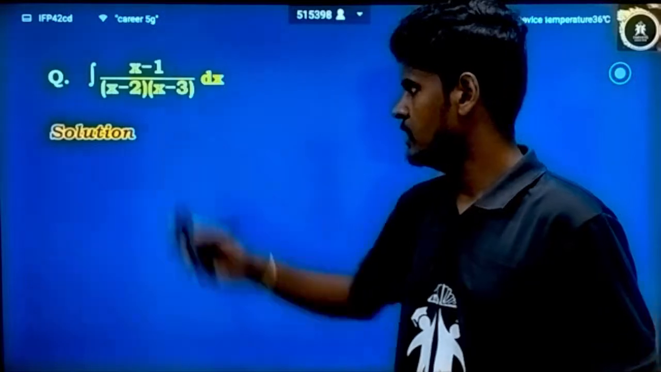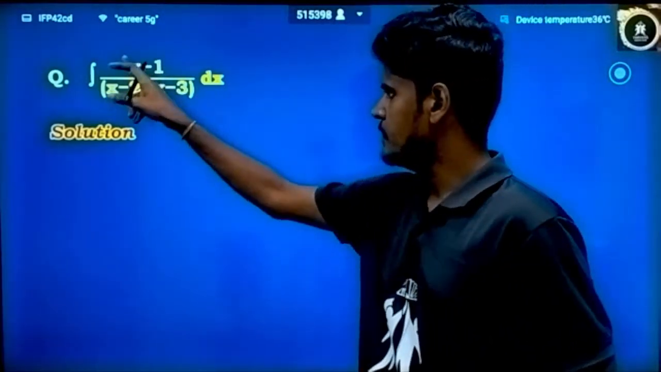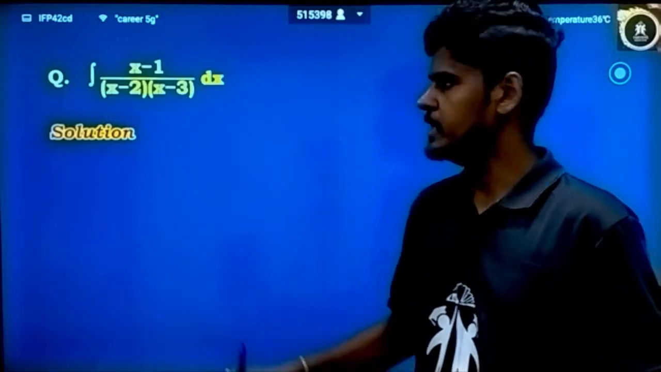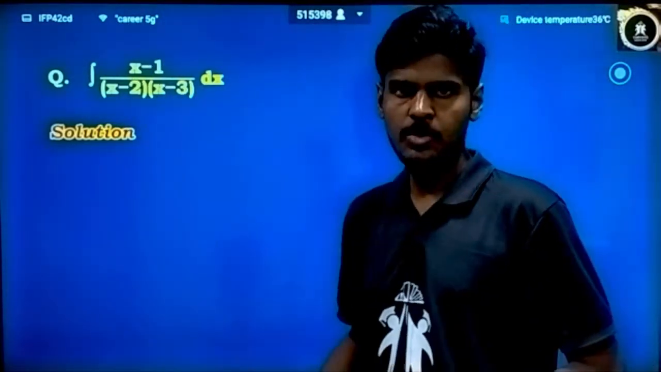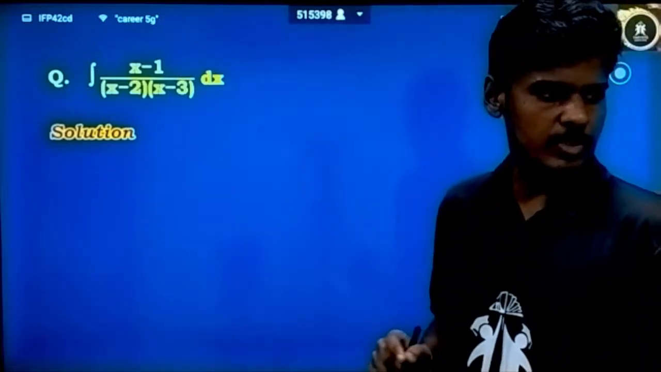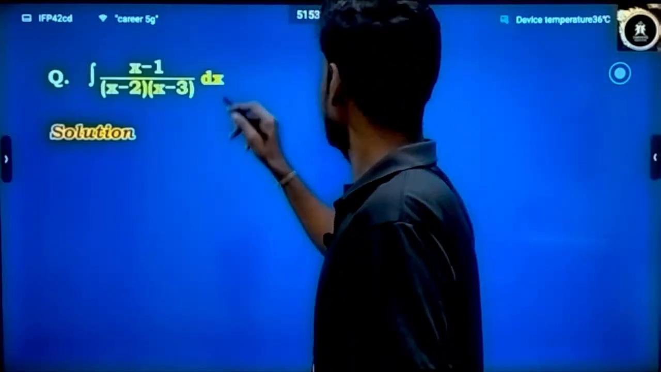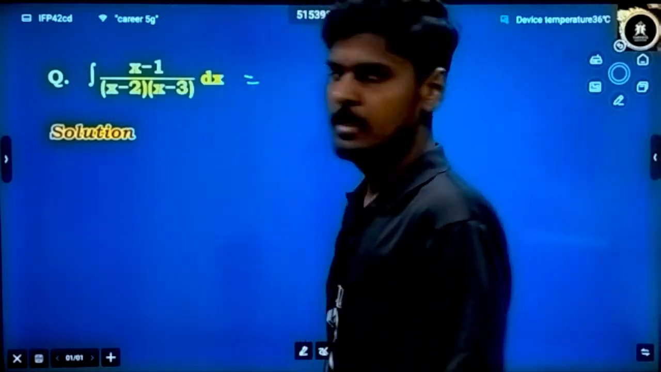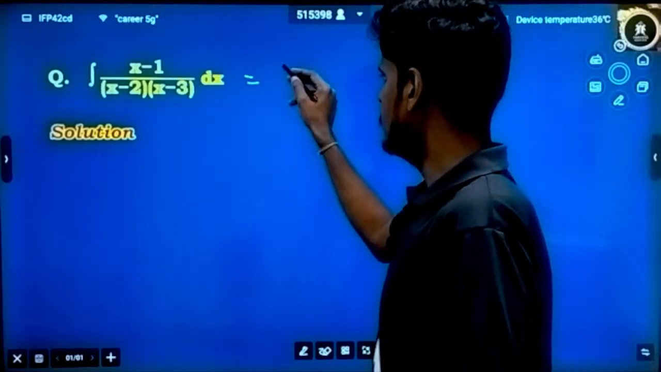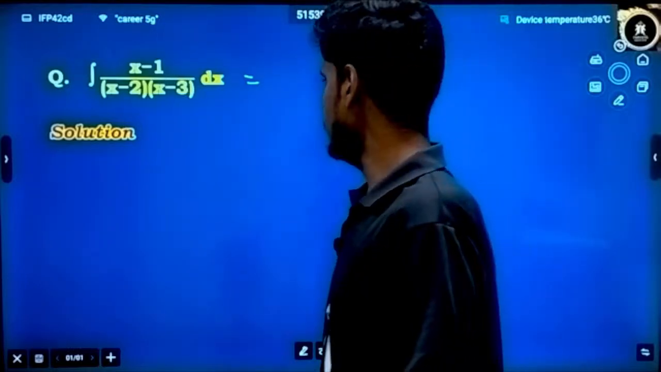x minus 1 by (x minus 2) into (x minus 3). Now again by observation, the degree of numerator is 1, denominator is 2. So that means we can use partial fraction. That is the first observation we should make. Degree of numerator is 1, denominator is 2. So we can write this as, how to split this? We can write this as integral of a by x minus 2 plus b by x minus 3.